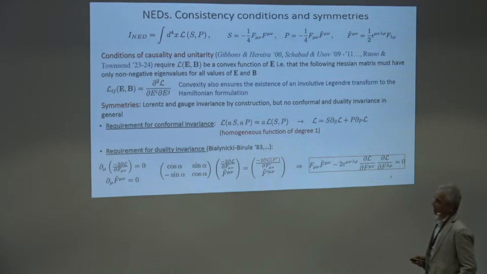And the basic condition which enters in the definition of these properties is the Hessian, which one constructs as a second derivative of the Lagrangian with respect to the electric field, and the theory is causal basically when this Hessian matrix has all its eigenvalues non-negative. Then one may ask when the theory may be conformal, and this happens if the Lagrangian is a homogeneous function of degree 1 with respect to the rescaling of the electromagnetic field.